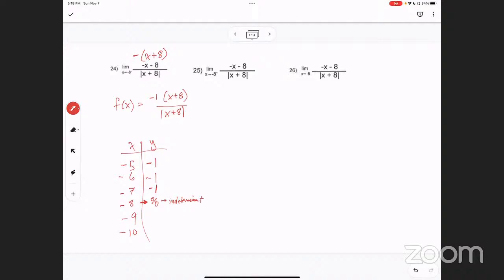In fact, anything on the right of it, anything. So let's look at our graph. Here's -8. And whenever I plug in things to the right of it, my answer is -1. So that's my graph. All right. You understand? Now, what happens when I plug in something to the left of it?